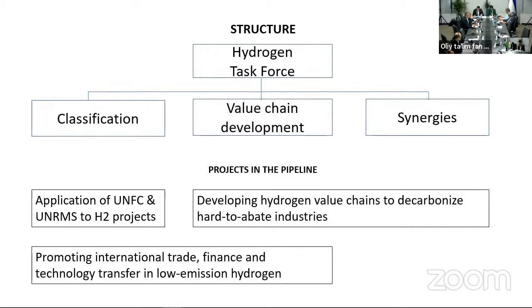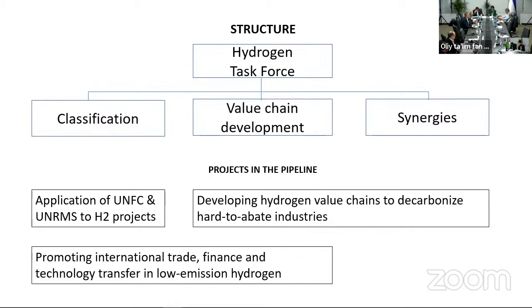The second project in our pipeline is to develop a hydrogen value chain in local clusters to decarbonize some hard-to-abate industries such as steel making or fertilizer or cement production.